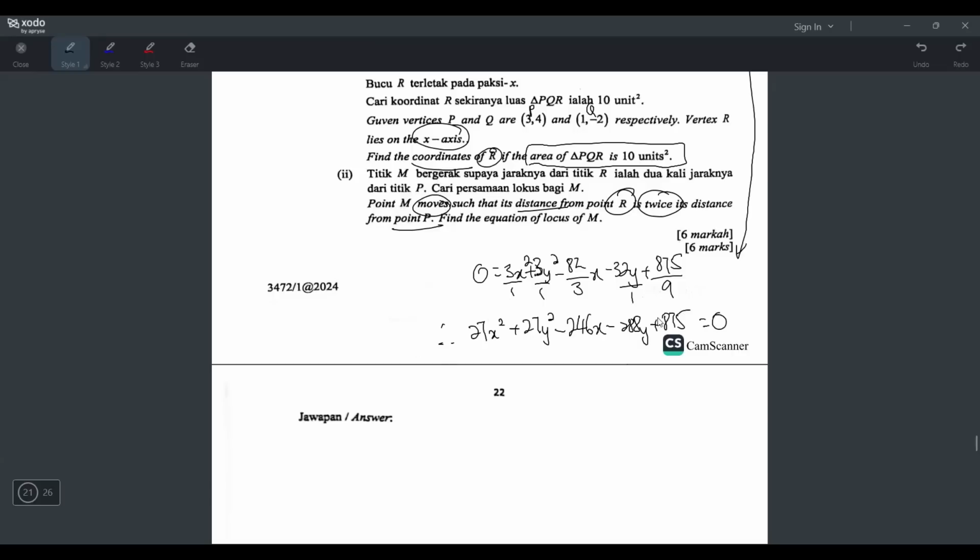So now your answer looks nice already. You can see your answer, the other fraction, right? And this is your answer. This is the equation of the locus. Okay, sudah siap?